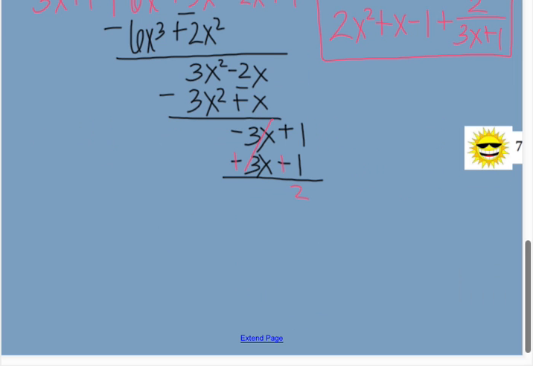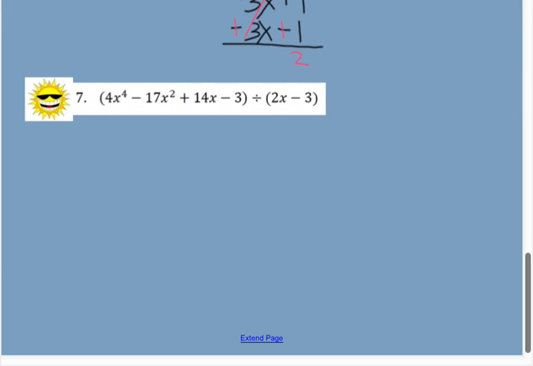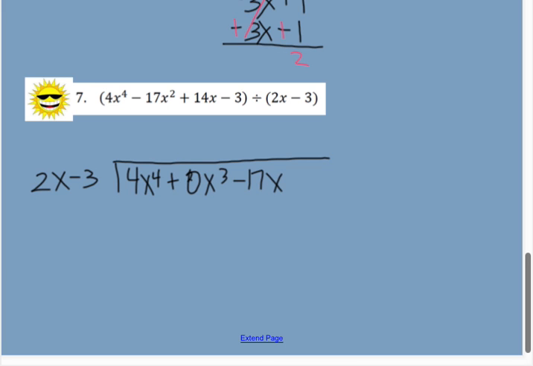Example 7. If you look at this one, you will notice that we are going to need a placeholder. So plus 0x to the third minus 17x squared. Okay. Now I'm going to go ahead and start.